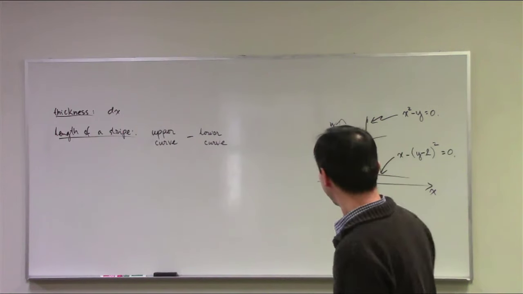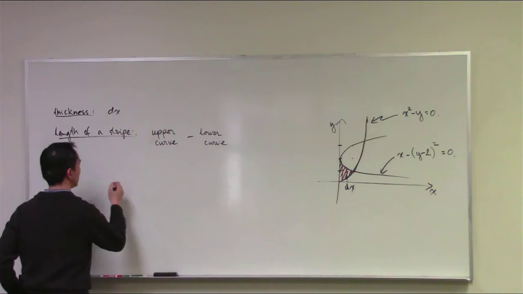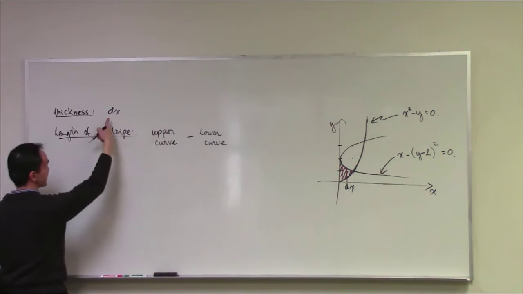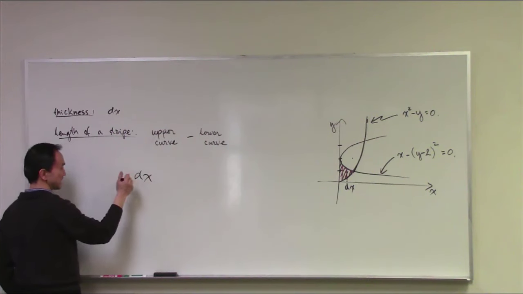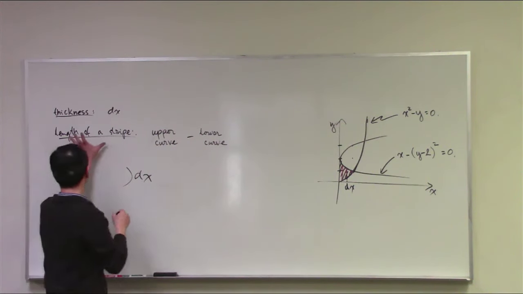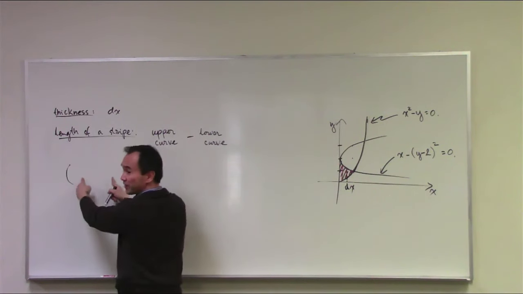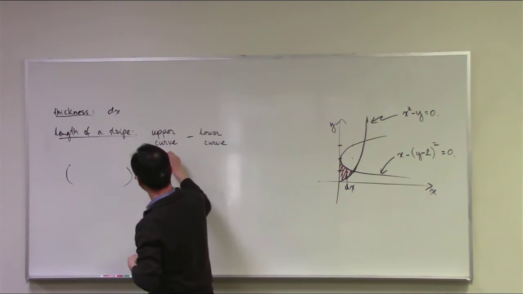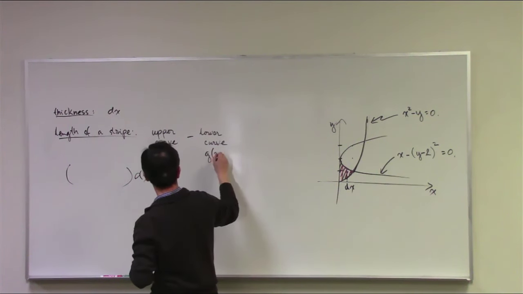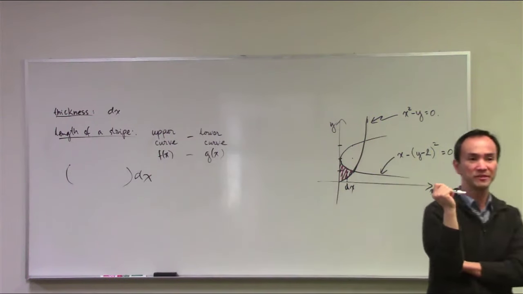Okay. And so in that way, we need to express, because think about it: upper curve minus lower curve, but our thickness here is dx. That means the function that gives the length of the stripe has to be in terms of x, no? That's why the upper curve and lower curve, we have to express them as functions of x. Am I making sense with that explanation, Rika? We have to express them in terms of x.